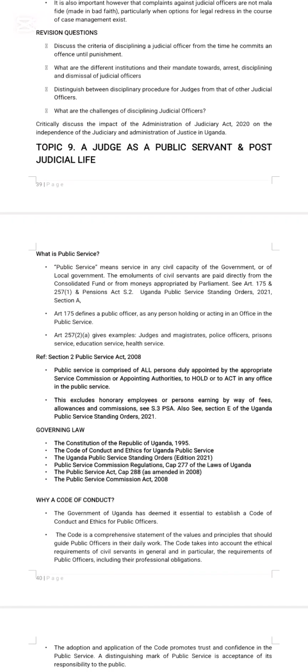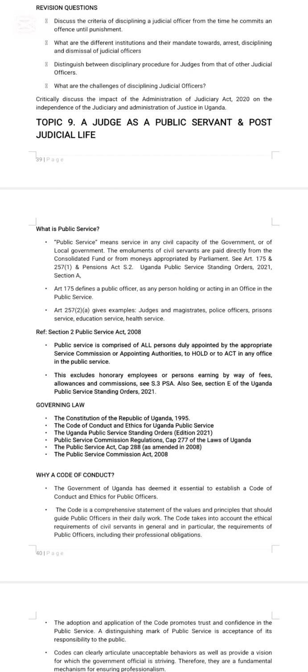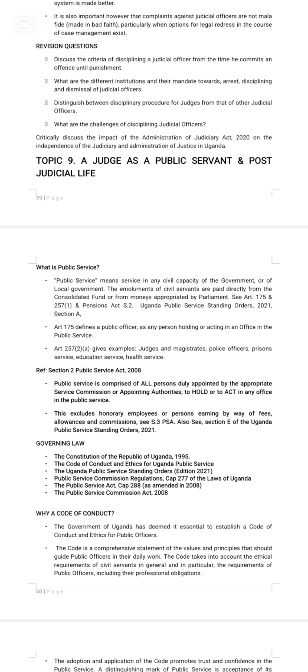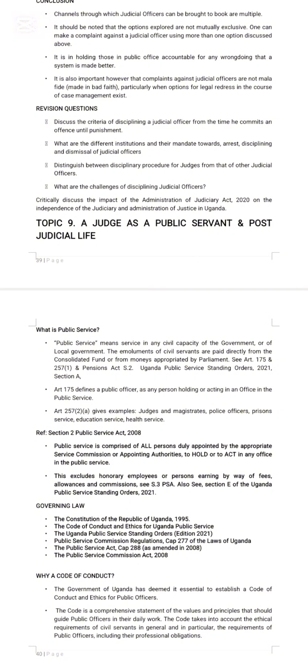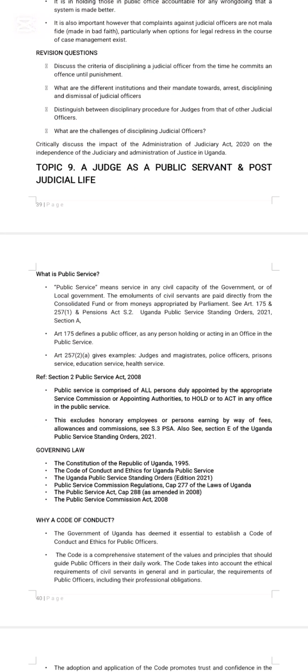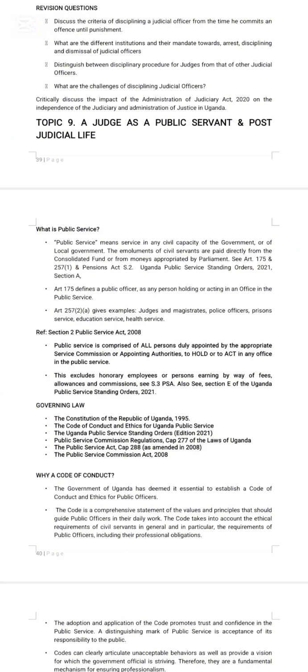Discuss the Administration of the Judiciary Act 2020 on the independence of the judiciary and administration of justice in Uganda. You now have the Administration of the Judiciary Act 2020, which was basically established for the administration of the judicial officers, which provides for retirement packages for judicial officers, their independence, among others.